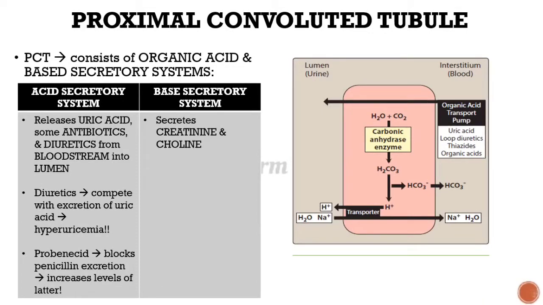And another example that has been written below, this is very famous when we study biopharmaceutics. Probenecid is a molecule. It blocks the elimination of penicillin. Now, obviously, you know that penicillin is an acidic molecule. So penicillin G, the natural penicillin, it has a very poor bioavailability because it gets eliminated rapidly. But if you are using probenecid with penicillin, probenecid will block the elimination of penicillin. So the plasma drug concentration of penicillin will be increased. Then we talk about the basic secretory system. It secretes two substances, creatinine and choline.